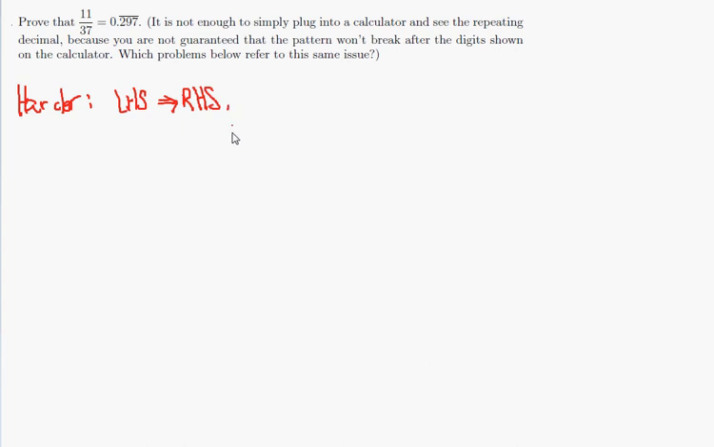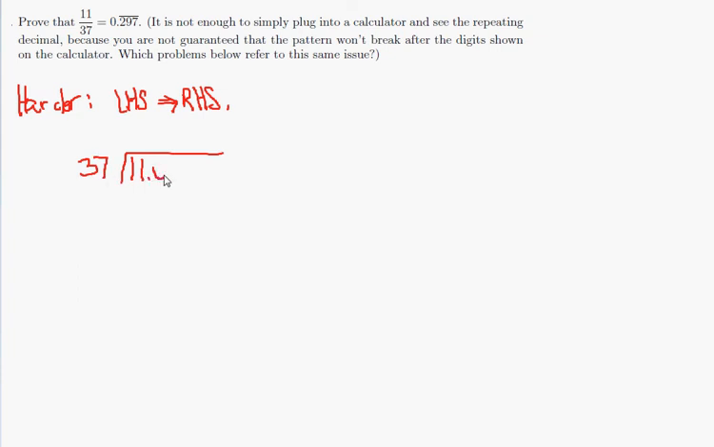In other words, the fraction is given, and you don't have a calculator, and you're trying to figure out how to prove that 11 over 37 is equal to 0.297 bar, starting directly from 11 over 37 and ending with 0.297 bar. Okay, so how do we do this? Well, the brute force method would go as follows. 11 divided by 37, and we simply use the division algorithm.